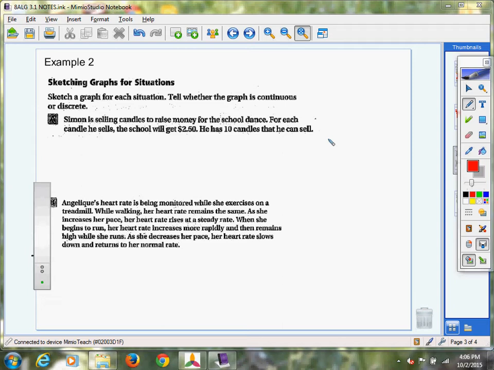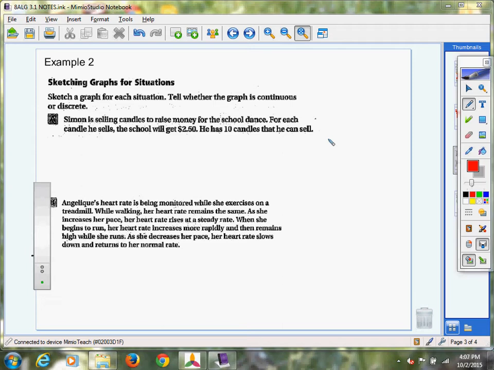Continuous just means I would connect my points together. That means all the points in between the graphed points are included in the answer. Or with a discrete graph, we're saying, no, we're not going to connect the points on this graph because these are the exact answers that they should be. There's no in between. All right, so let's look at our example.